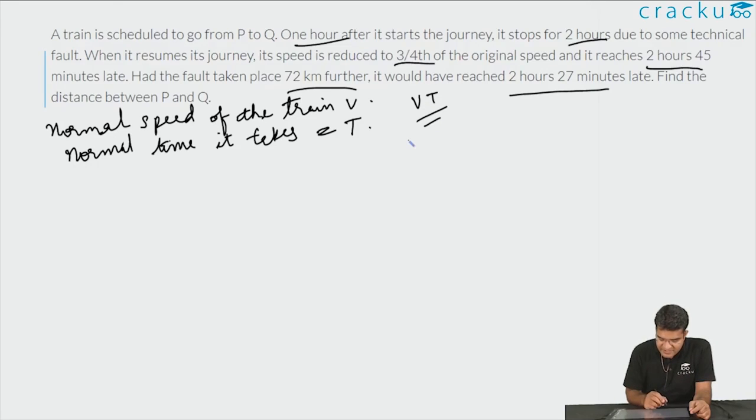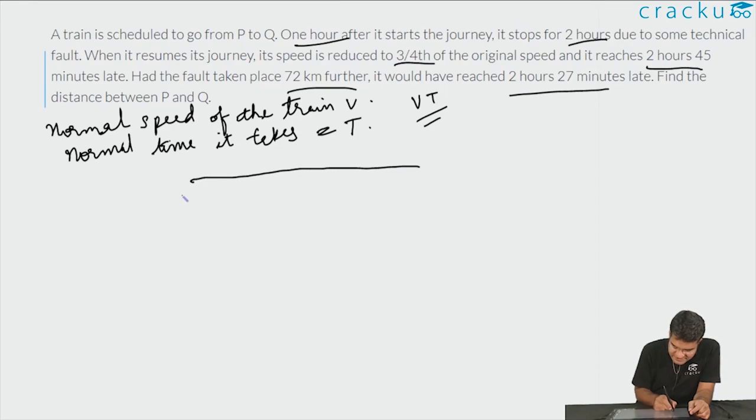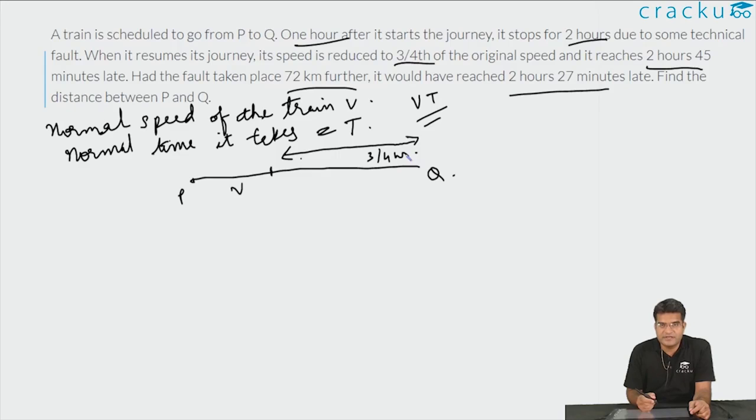In the first step, we are given that, this is P and Q. The train initially travels for V kilometers without any hitch. Then it stops for 2 hours here, and the rest of the journey it completes 3/4 hours extra than what it normally takes.